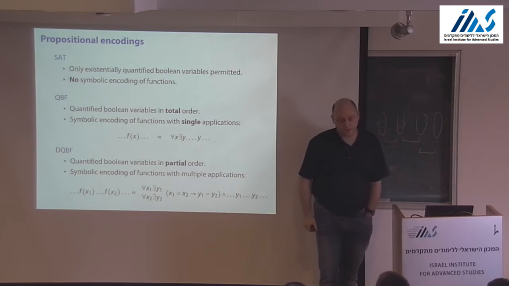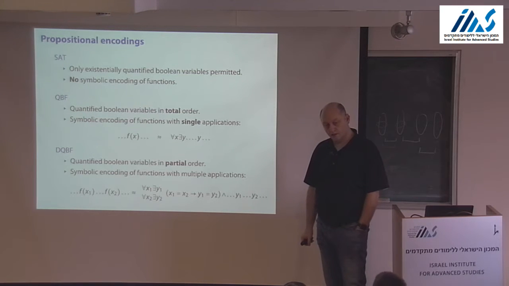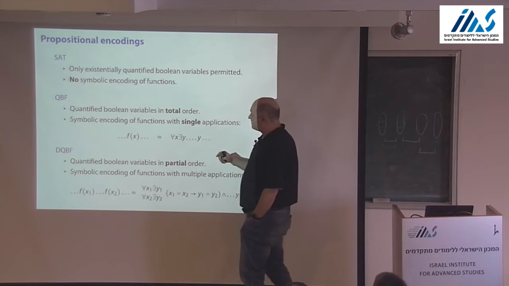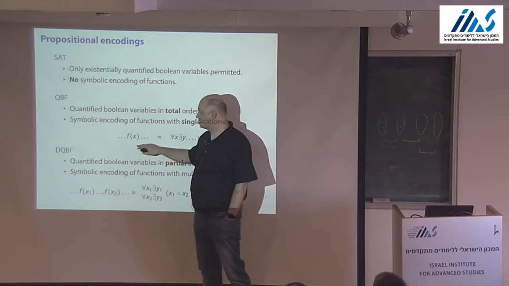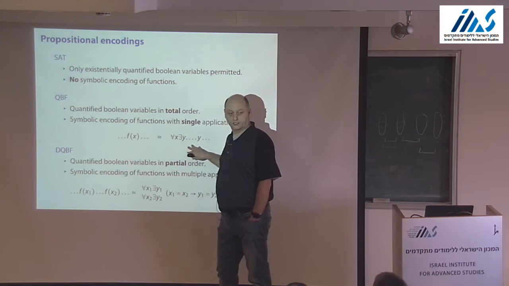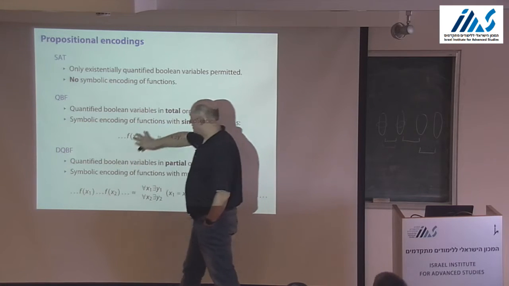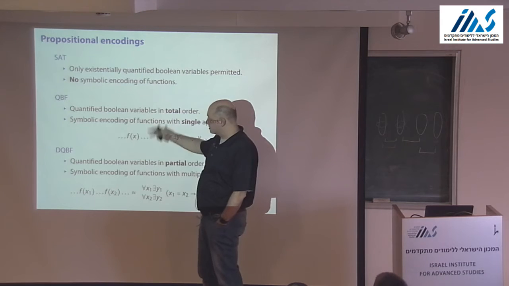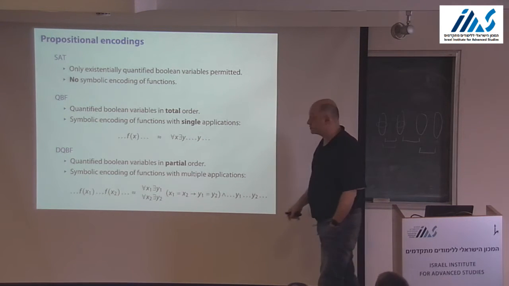Yes? With a QBF solver, you have to do some Skolemization to extract the function, right? Yes. So the observation is that if I only have one function application, then I can equivalently replace that function application. But if I'm in this setting, then this doesn't work. So I have to resort back to what I would do in SAT and have, for example, a value table for the function.